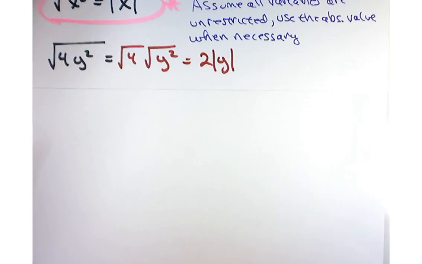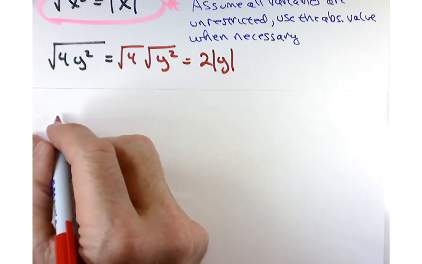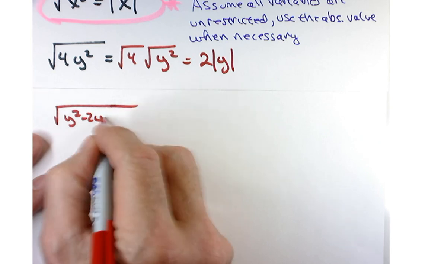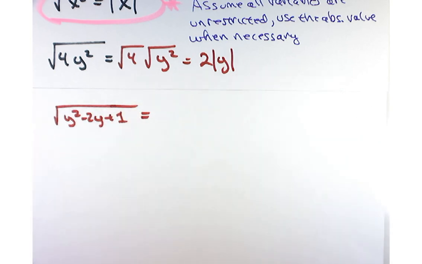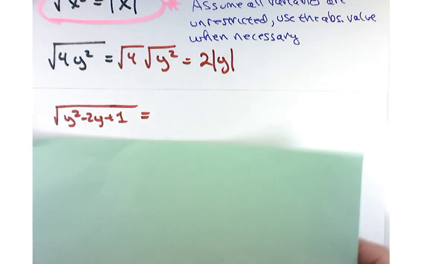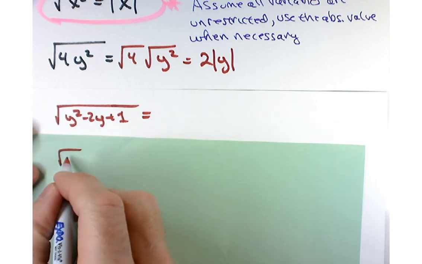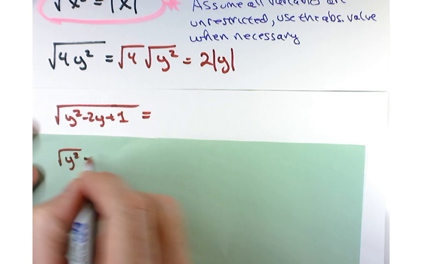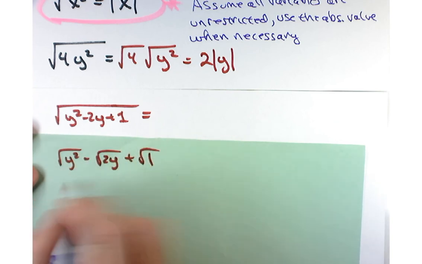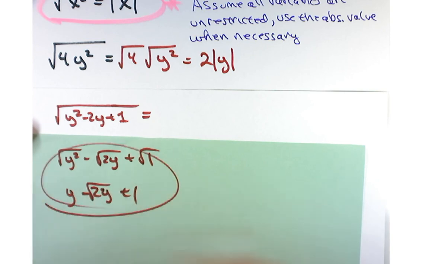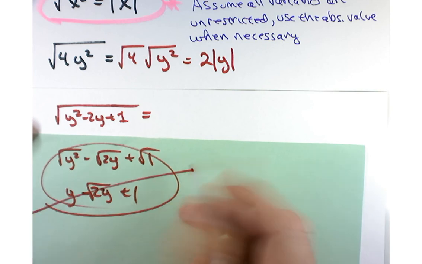All right. Let's try another one. Square root of y squared minus 2y plus 1. I get stuff like this on exams all the time. And this is one of those things that I would say is a concept error based on what Mr. Robinson was saying. A lot of students give me, and please don't copy this down, y squared minus the square root of 2y plus the square root of 1, and then you simplify it down to y minus the square root of 2y plus 1. That would be very easy for me to grade, if you know what I mean.